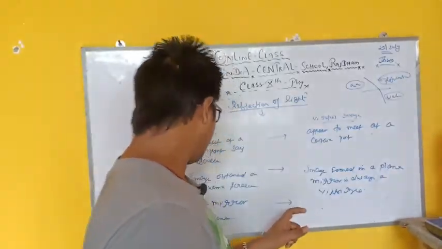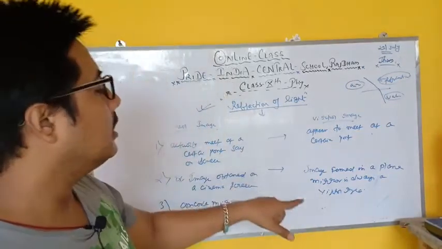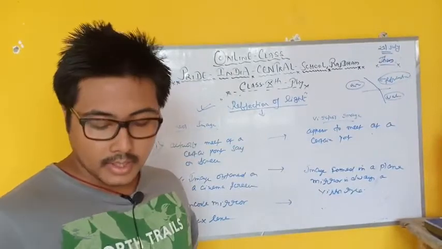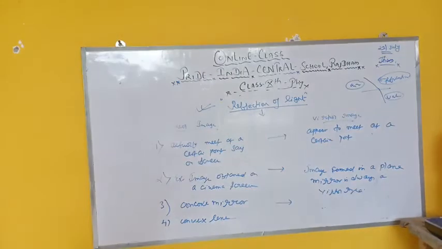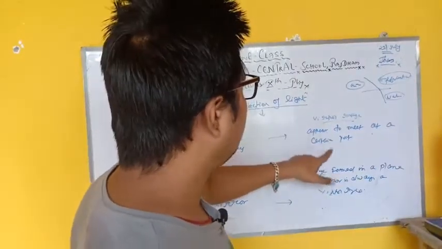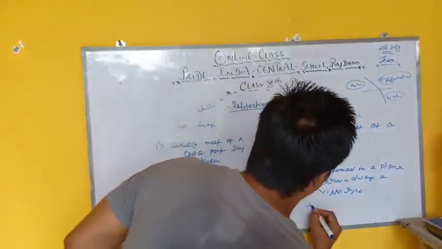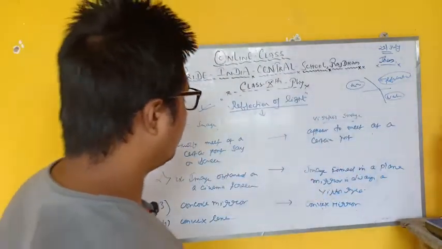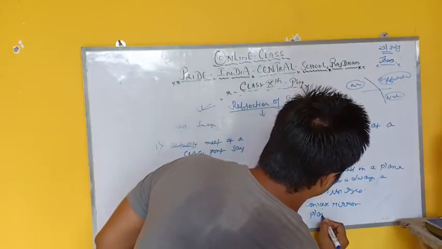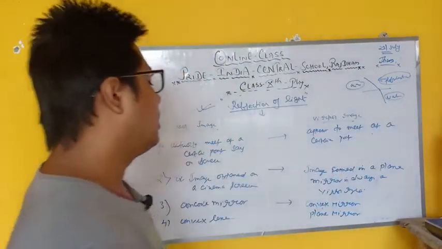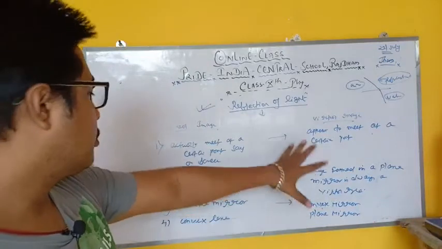Whereas if I talk about the virtual image, where can the virtual image be formed? The virtual image can be formed by a convex mirror or a plane mirror. A plane mirror always forms a virtual image.